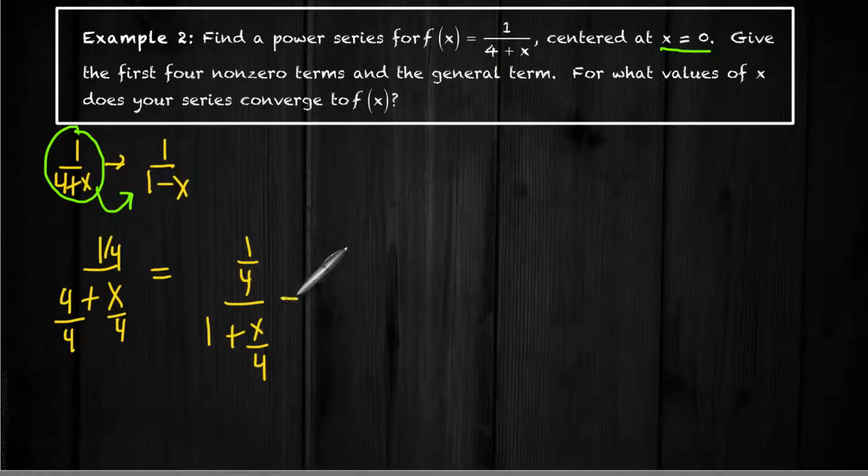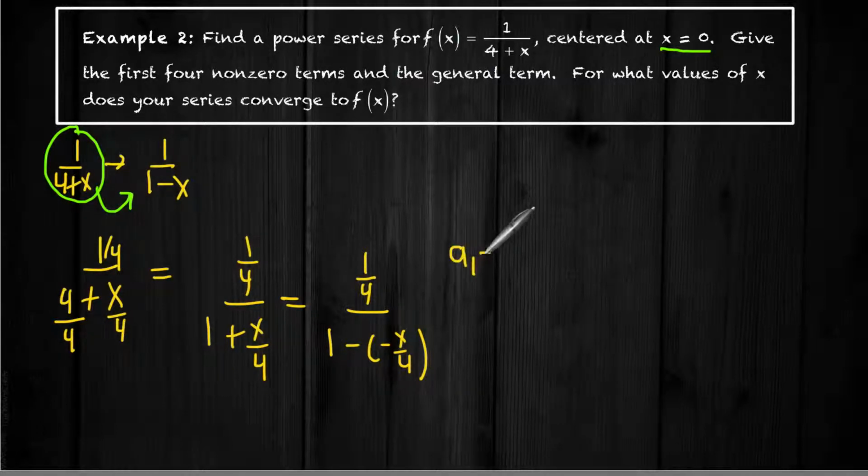That's not a problem, because now we can write this as a double negative. We know that a minus is the same as a plus, and so now we have it looking like in this form. So now we can identify that our a1 is 1 over 4, that's our top number, and our r is simply what is coming after the 1 minus, so that's negative x over 4.